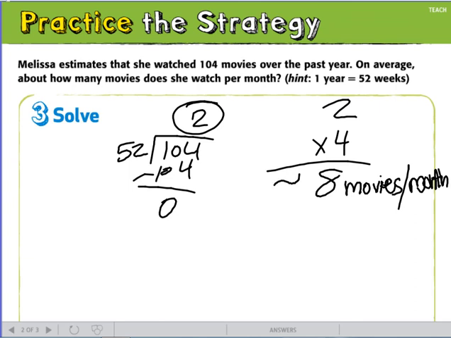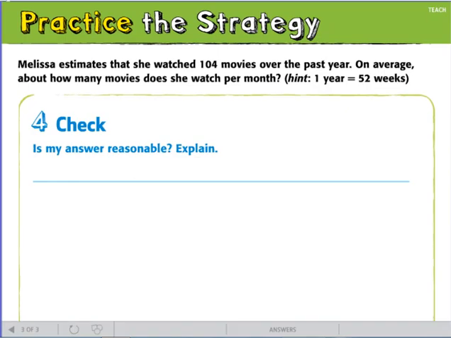And this is about. So now what we're going to do is we're going to check our answer. In order to check our answer, we need to know if our answer is reasonable. Well, we said that she watched 8 movies a month, right? So 8 times 12 equals 96. Now, we want to know, is 96 about 104? Yeah. It's pretty close, right? So since 96 is about 104, this is very reasonable. So yes, it is reasonable.